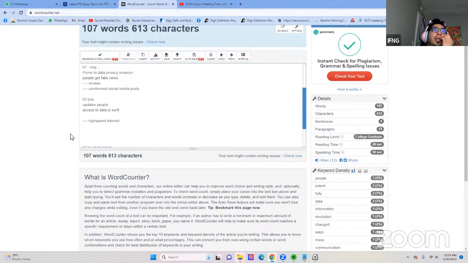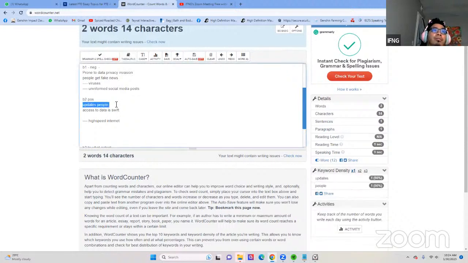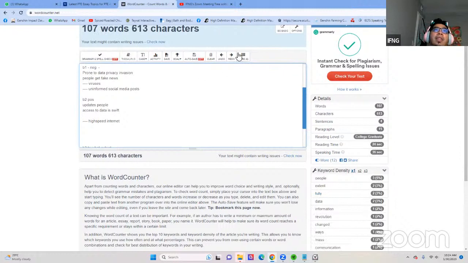Access to data is swift. Updates people, keeps people well informed, but it's again the opposite of the other one. So there may be positive and negative effects. The thing that I can think of when we're talking about, we have other people na. Ang dami na natin people pala today.